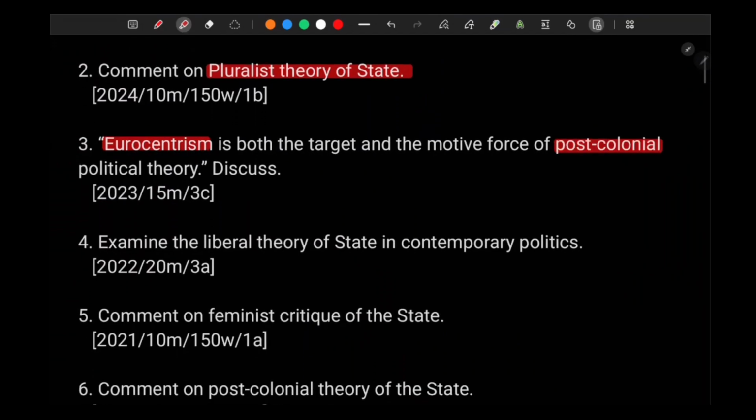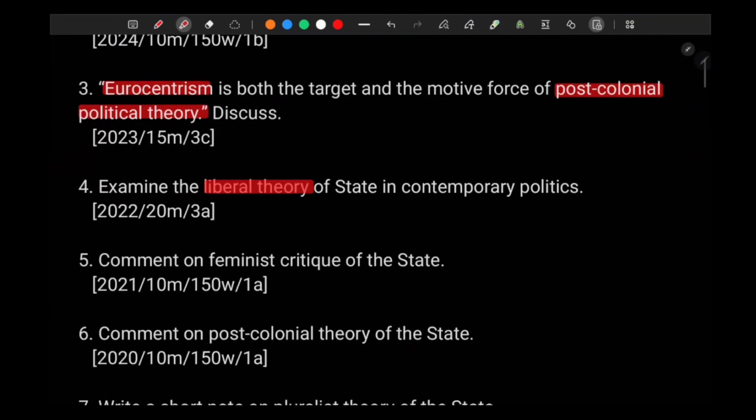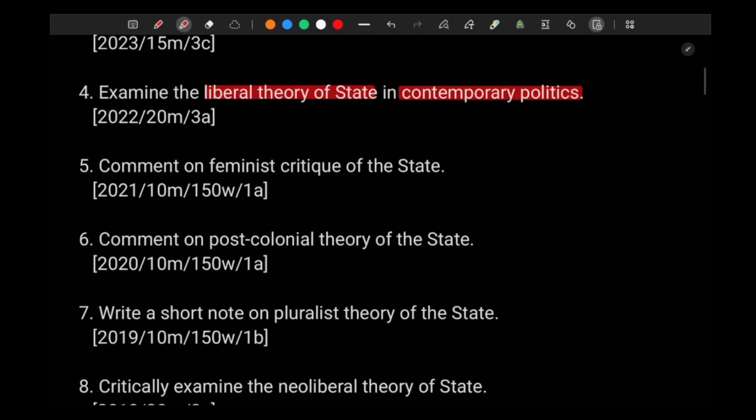Then post-colonial theory of state. Then liberal theory of state again in contemporary times. So you see the themes are repeating. Either you see the comparative sense, whereby UPSC asks compare and contrast, or UPSC asks you to examine the contemporary relevance.